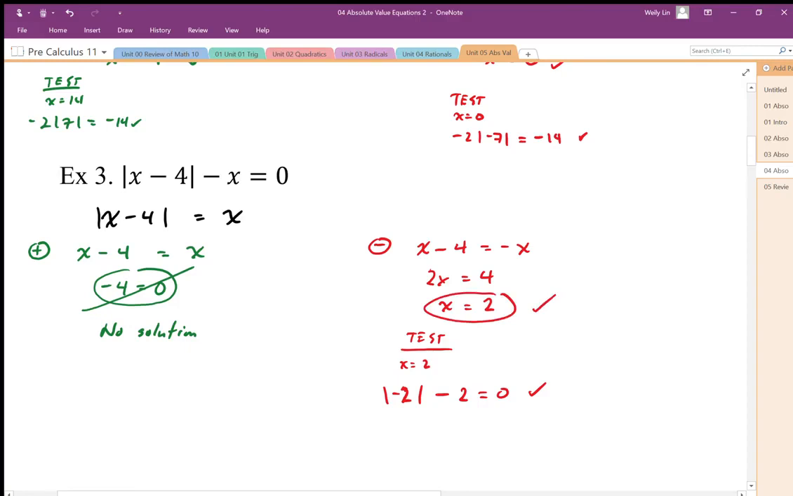Now this is an interesting one, but we should really kind of check to see what it looks like. It's a little bit more complicated, so we maybe should graph this and just kind of see what this looks like and see that it actually does work, that x does actually equal 2.